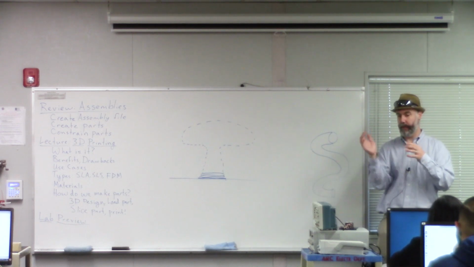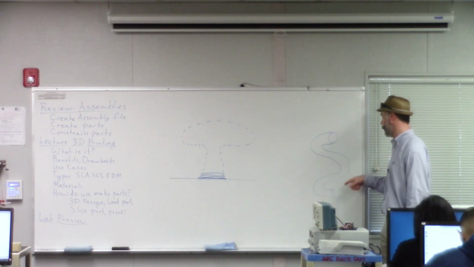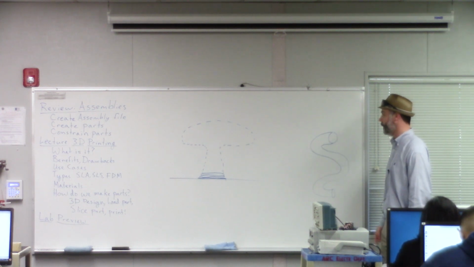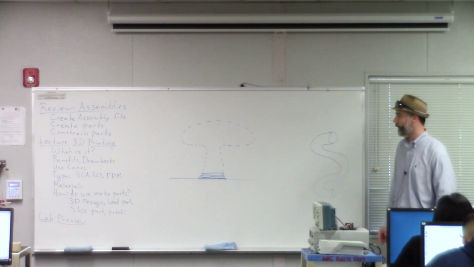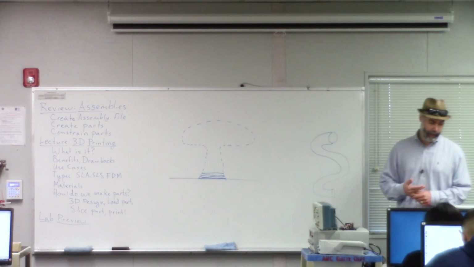There can't be any curved bits. Anyway, 3D printing can have all kinds of curved bits and hollow parts inside and things like that. So it can do some really wild shapes.